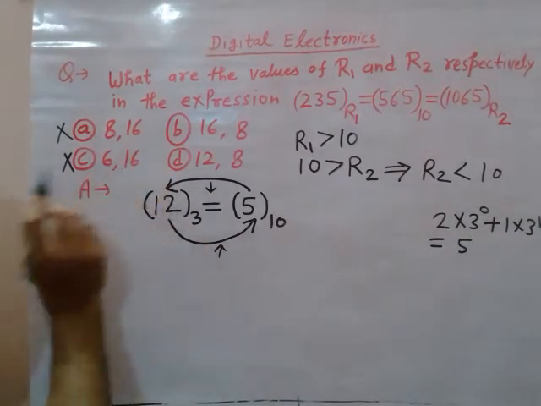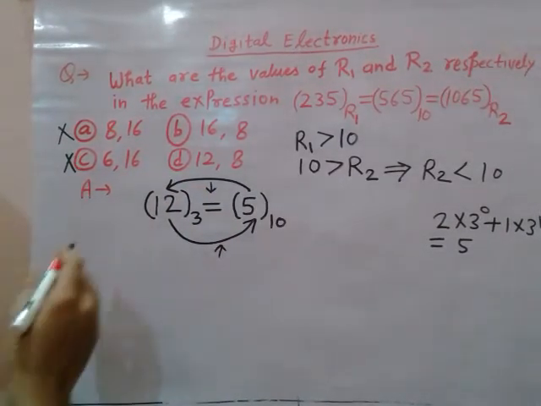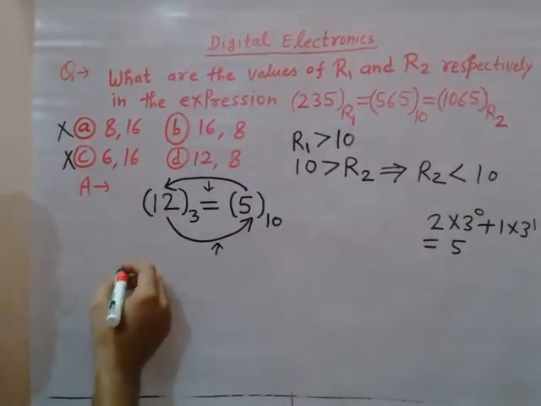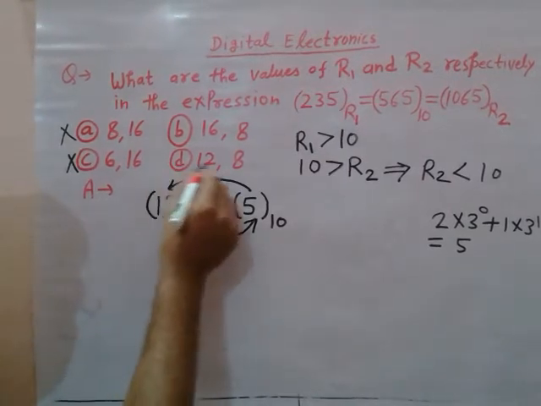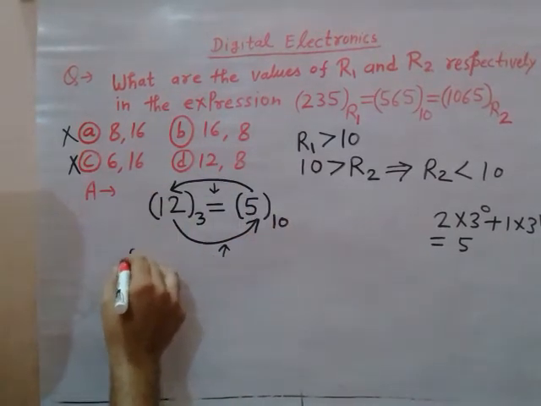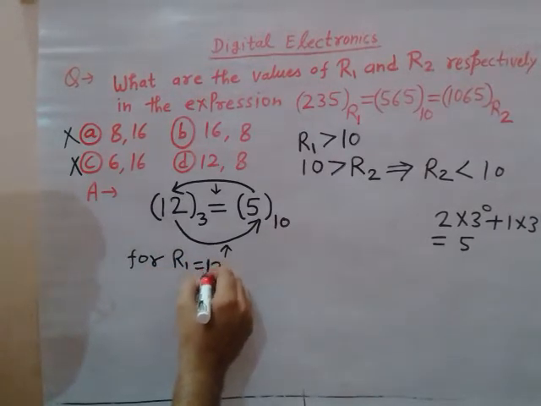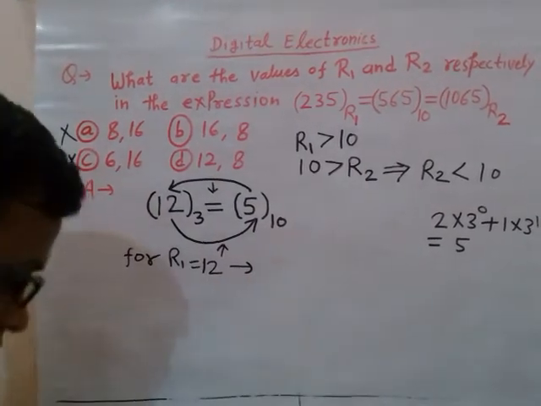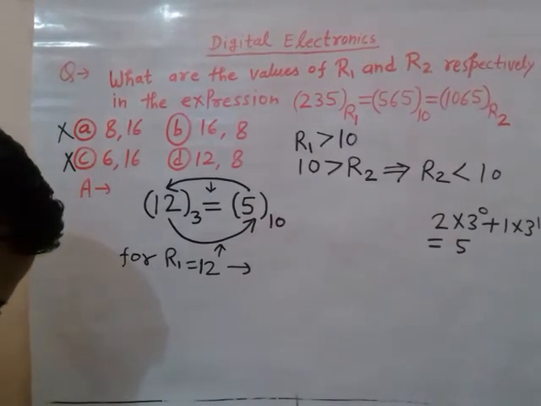So now either option B is correct or option D is correct, right? Now let us take the options one by one and try to find out the correct option. So let me choose option D. When I choose option D, R1 is 12. So let us check for R1 equal to 12.